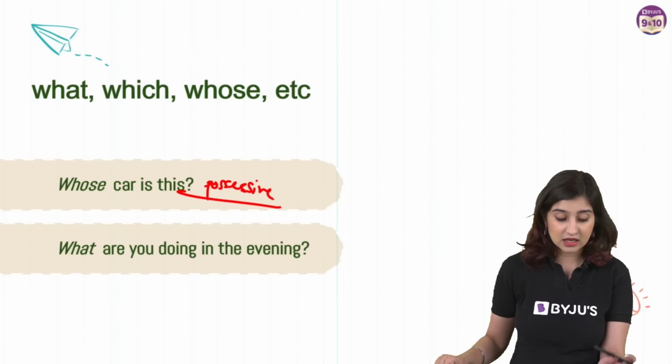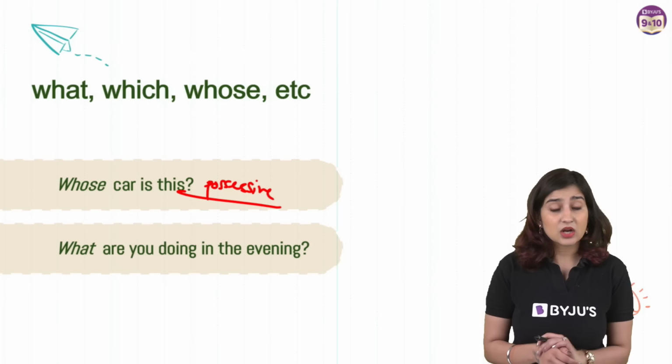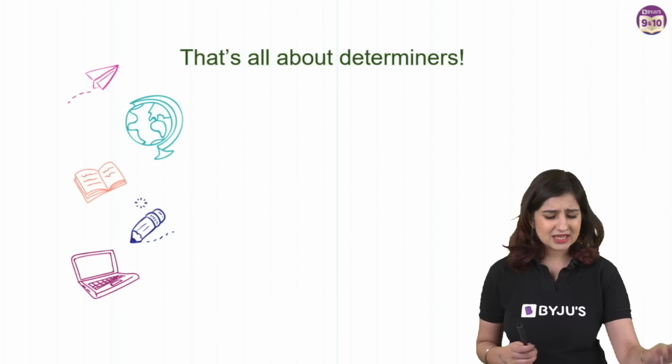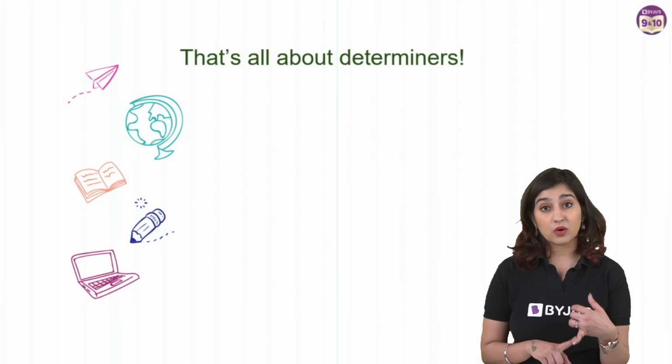What are you doing in the evening? Main aap puchne cha rahe ho ki aap kya karne ki koshish karo. So you can answer this however you like with whatever you're doing. Theek hai? These are called interrogative determiners. Questions mein milenge aapko. So now you know how to easily identify determiners. You should just remember that they always come before a noun and they give you some kind of information about the noun. Okay, it could be about their quantity or it could just simply refer to the noun, tell you where it is placed, etc.